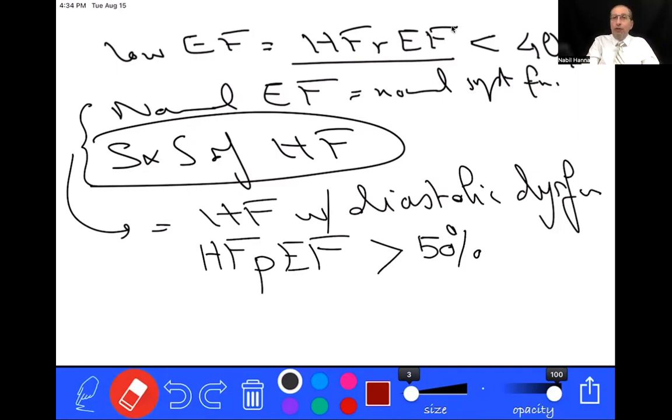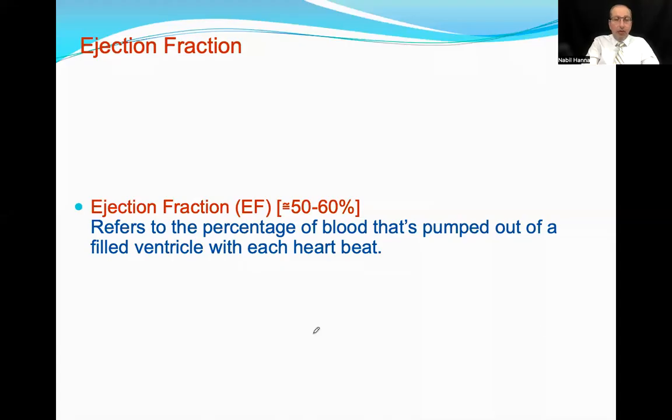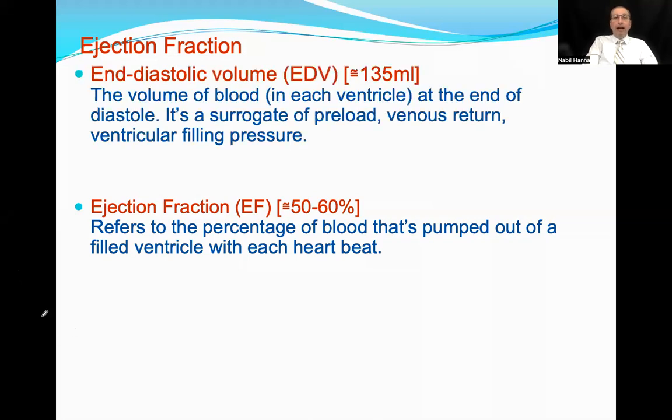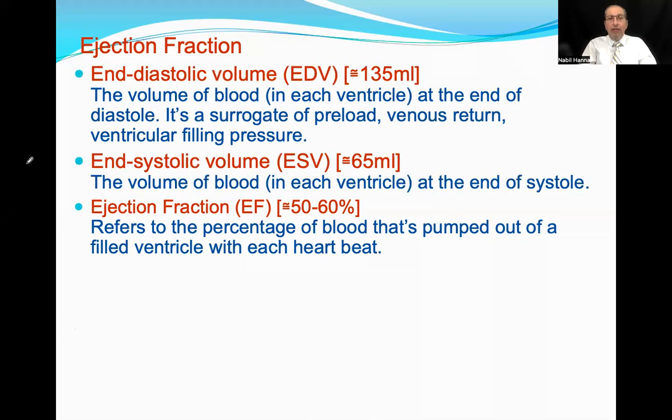Let me get back to the PowerPoint and see these definitions in the PowerPoint slide. So the ejection fraction refers to the percentage of blood that's pumped out of a filled ventricle with each heartbeat. It's somewhere between 50 to 60%. So remind you of the definition of the end diastolic volume. It's the volume of blood in each ventricle at the end of diastole. It's a surrogate of the preload, venous return, ventricular filling, and ventricular filling pressure. The end systolic volume is the volume of blood in each ventricle at the end of systole, and the stroke volume is the difference between the two values.